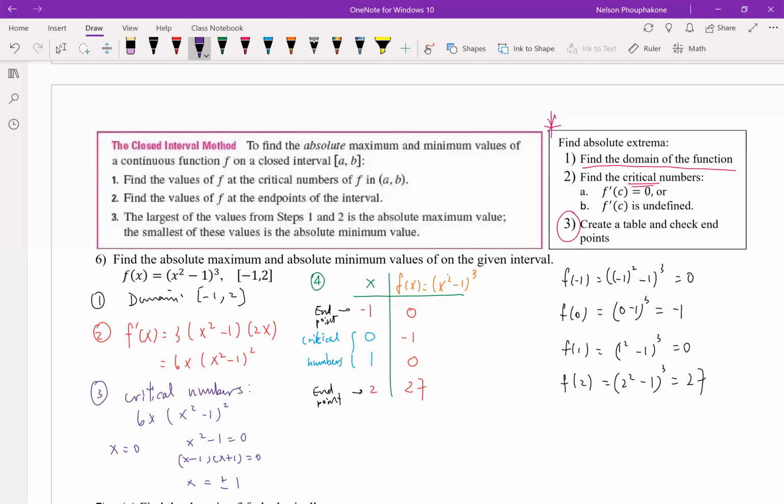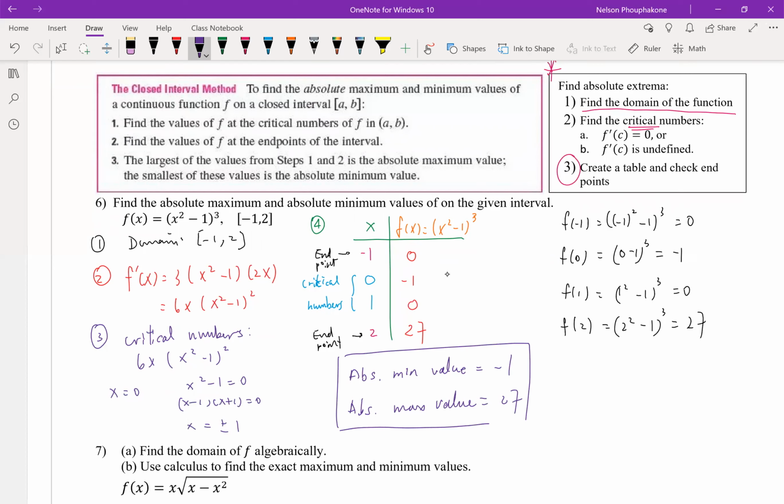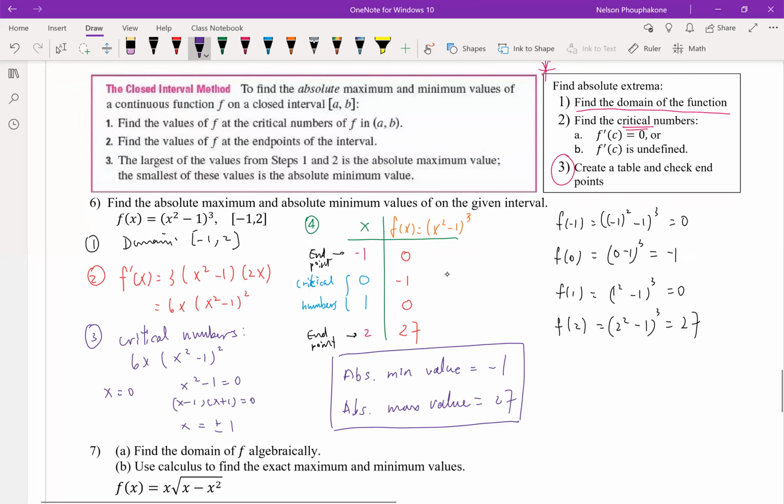Then, of course, in this case, we know that my absolute minimum value is equal to -1. The absolute maximum value is 27. Okay, so this is kind of like the procedure.